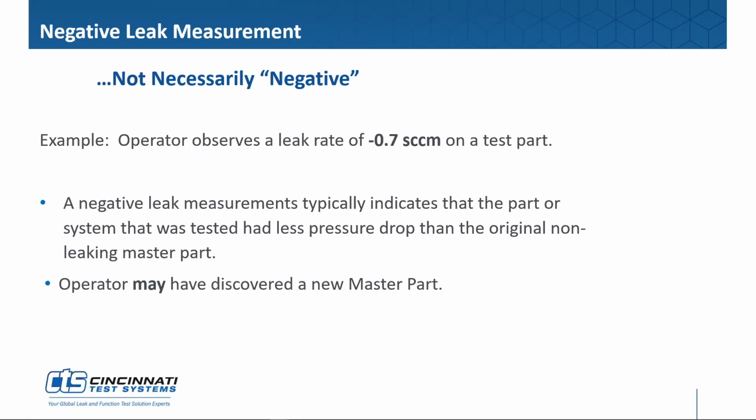However, it just had less of a pressure change than your zero master part did. And that could be due to different porosity, could be due to temperature, and we have some customers that are running the calibration in the morning at a lower ambient temperature, say like 60 degrees, and then testing in the afternoon at 75 or 80 degrees. As that occurs, your tested parts have less of a pressure drop, meaning the leak rate goes negative, and you can actually set your reject rates to reject in the negative range so that you are aware that this is occurring in your application.